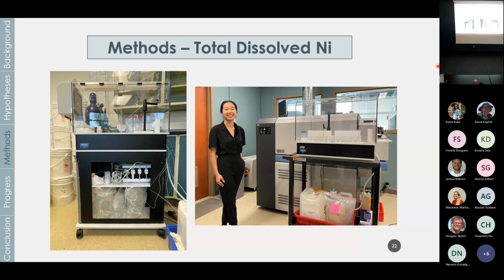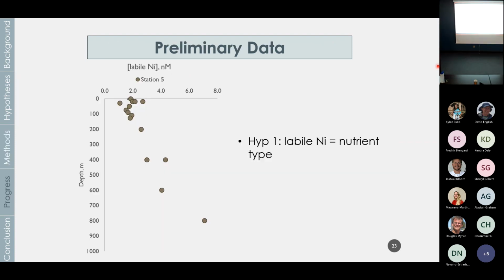So to measure total dissolved nickel, which as a reminder is the labile portion plus the non-labile portion, I'm using two different instruments. The first is pictured on the left, and it's called a CFAS system, and the system is used to pre-concentrate samples to make them easier to run on the second instrument, which is pictured on the right, which is our Element XR mass spectrometer here.